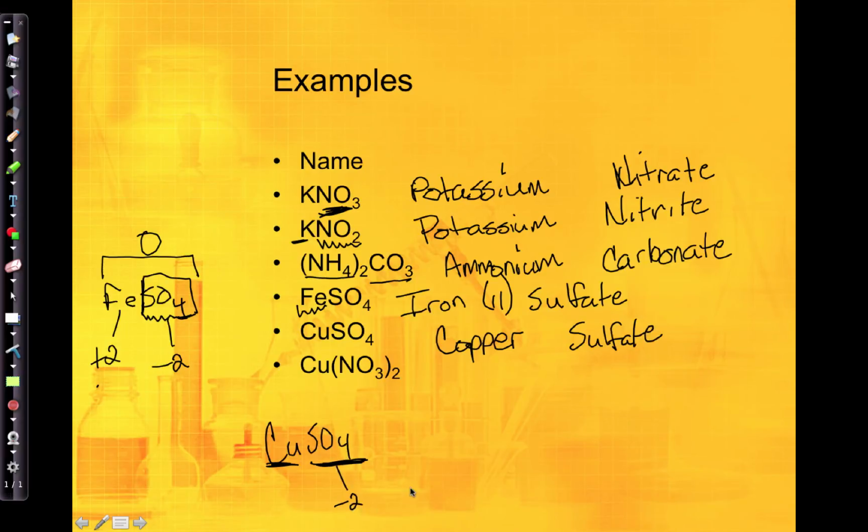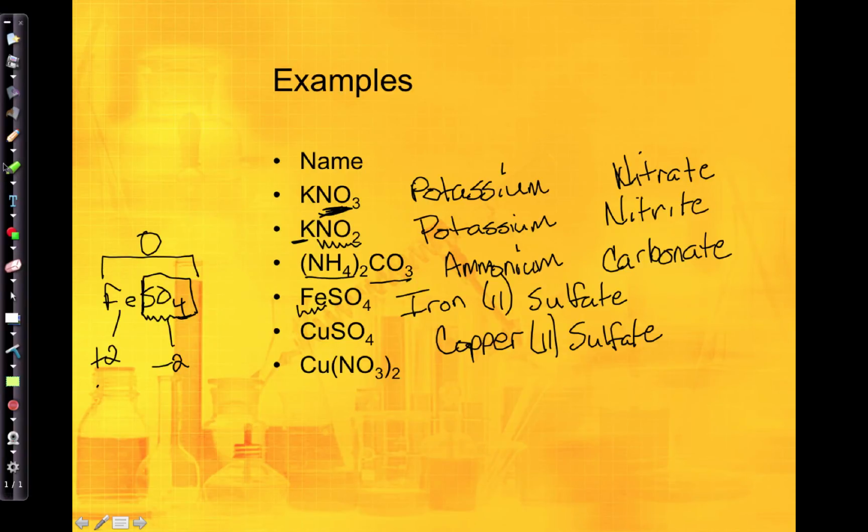SO4 has a -2 charge, and there's only one of those. So the charge of the copper has to be +2 to make the whole thing equal 0. So it's copper 2. All right, so let's look at the next one.